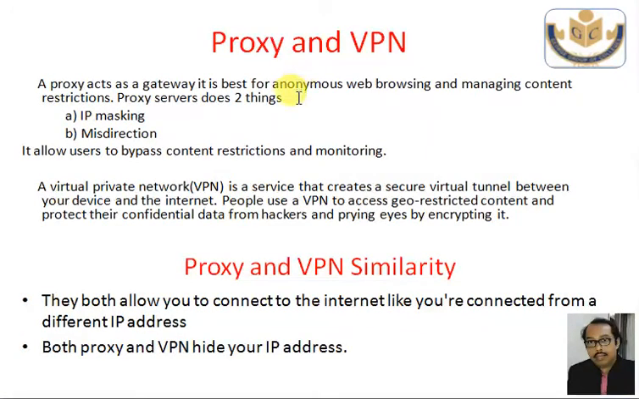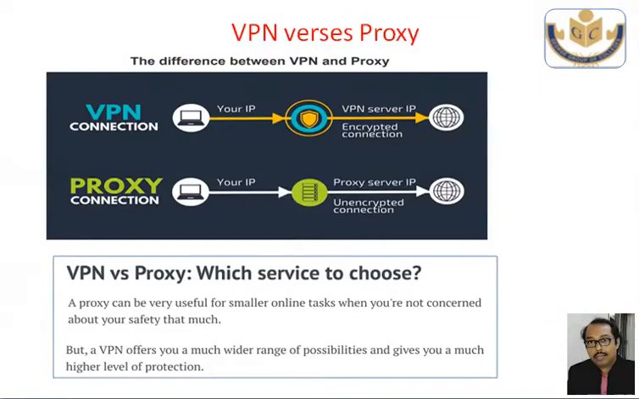Next comes the concept of VPN. VPN is basically the virtual private network. Instead of discussing this slide, if I show you the picture of VPN and compare it with proxy, you'll get a better idea. So look at this, the proxy. Your IP address goes through a proxy and is forwarded to the internet. What the internet server gets is the proxy server's IP address, in the form of an unencrypted connection.